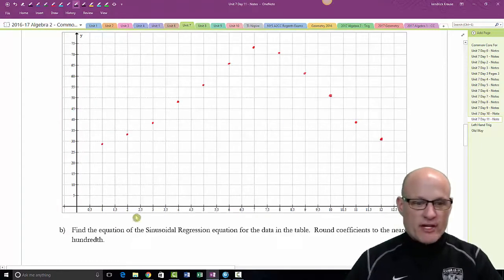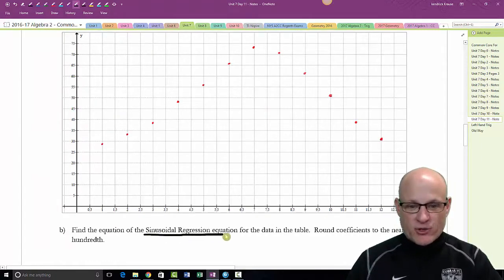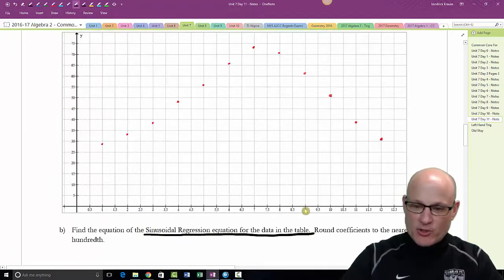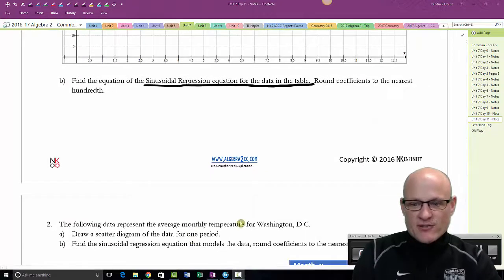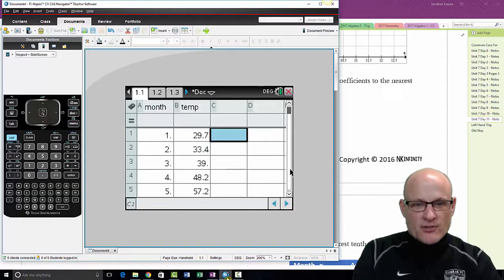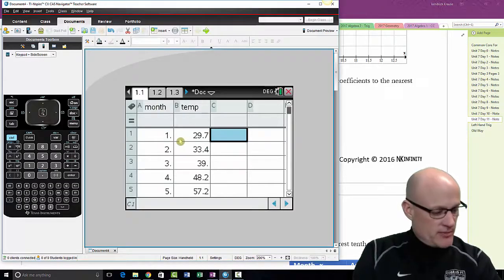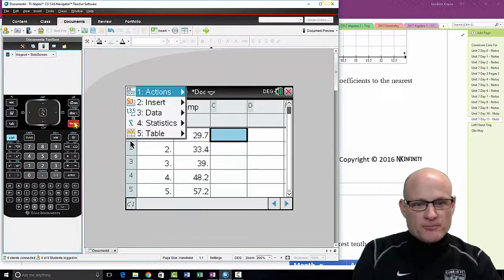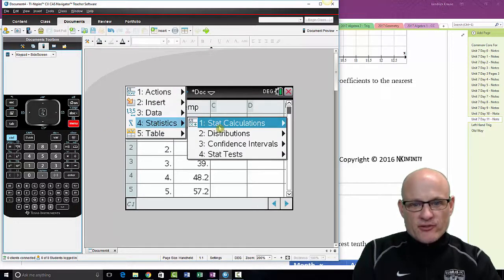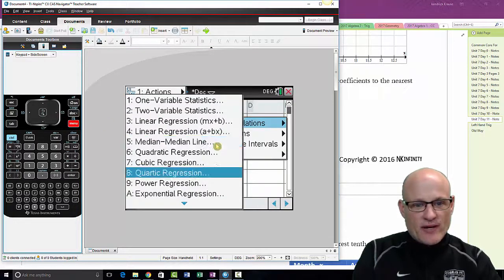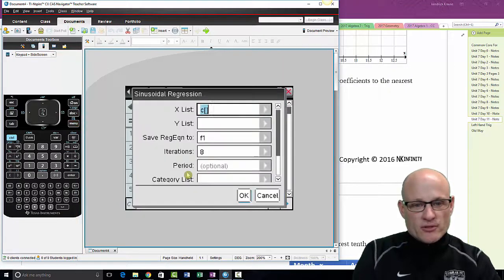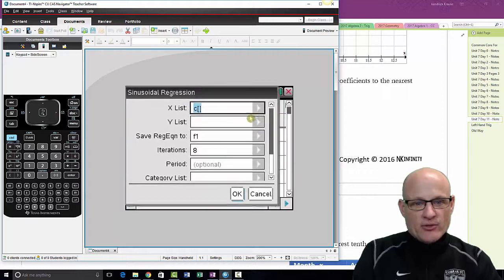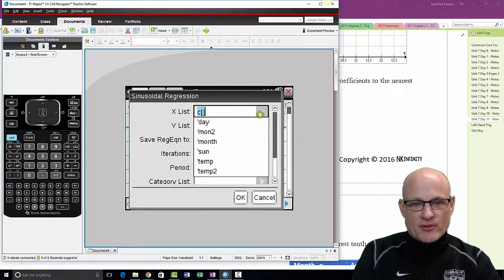But what we want to do is define the sinusoidal regression equation for this data in this table. We round the answers to the nearest hundredths place. So I got this stuff in my calculator already, trying to save a little bit of time. So I go over my calculator, month and temperature. There they are. I'm going to go menu, statistics, stat calculations, and I got to go find sinusoidal. There it is, sinusoidal. Now, I used month and temp for this one, so I got to be careful.